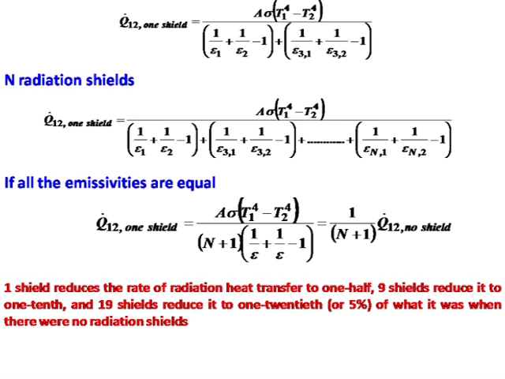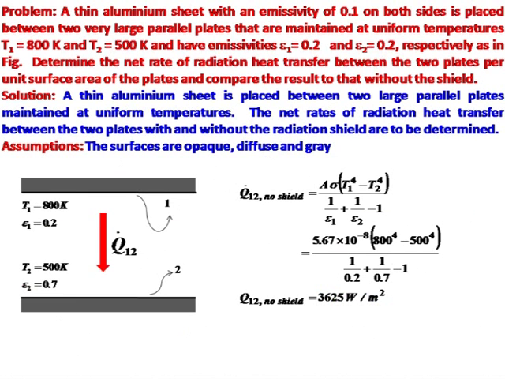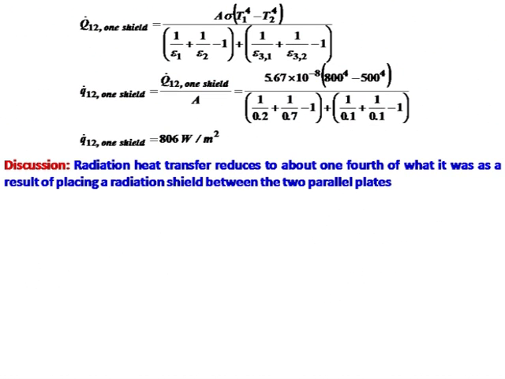So, with this radiation shield concept, I know I have gone very fast, but I request you to go through these steps. There is nothing great in this, it is just putting resistances. So, there is nothing great in terms of concept there. I request you to see, and there is a problem again set up. When there is no shield, you have 3625 watts per meter squared. When you have a shield, you get 806 watts per meter squared, because emissivities are different. Now, you can put it in an Excel sheet and play with these emissivities and see what happens to the heat flux.